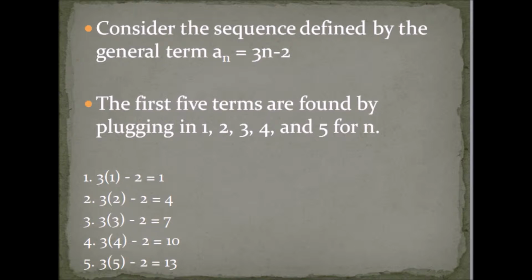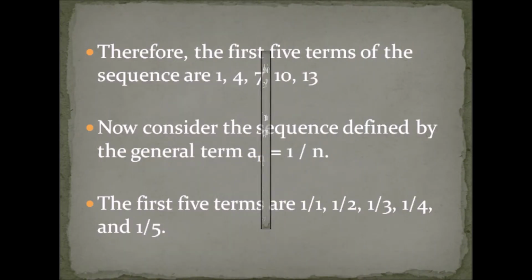Number 1, 3 times 1 minus 2 equals 1. Number 2, 3 times 2 minus 2 equals 4. Number 3, 3 times 3 minus 2 equals 7. Number 4, 3 times 4 minus 2 equals 10. Number 5, 3 times 5 minus 2 equals 13. Therefore, the first 5 terms of the sequence are 1, 4, 7, 10, 13.